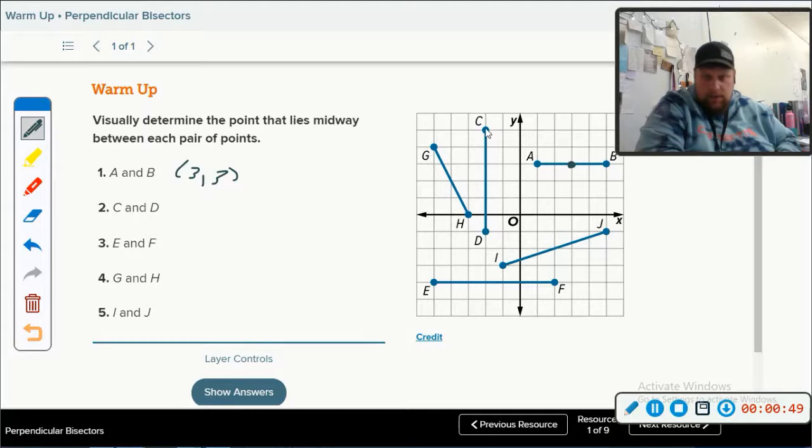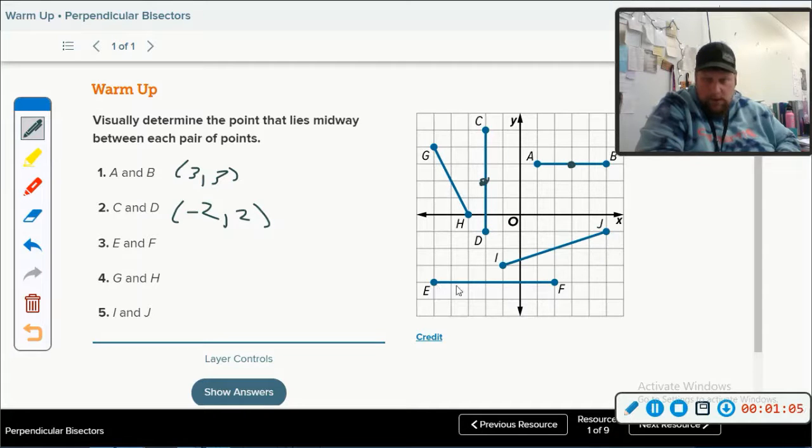C and D. That looks like it's right in the middle right there, just looking at it. Which, yeah, 1, 2, 3, 1, 2, 3. There we go. So it's going to be -2, up 2. -2, up 2 is the coordinate.